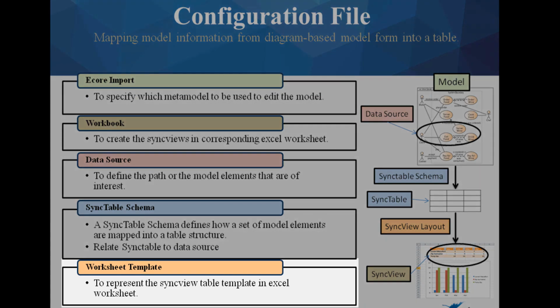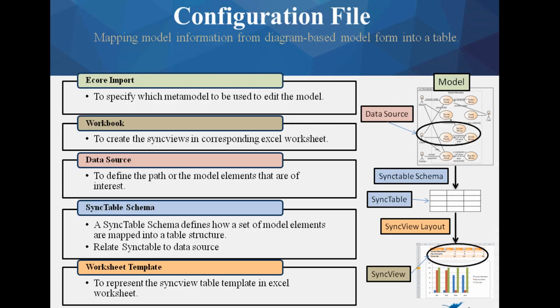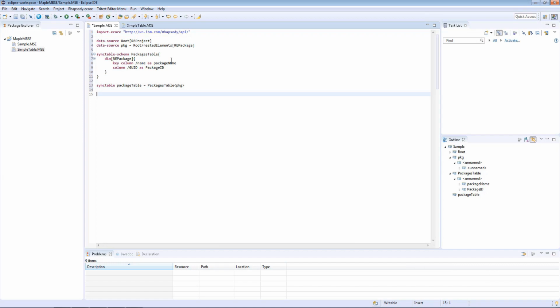A worksheet template is where you will tell MapleMBSE how to display the information that we have from the sync table onto an Excel. So we specify the row number and the column number, and the arrangement of the sync table queries that we made. So here, start with the worksheet template. Let's call this package table. And this template I am defining for the sync table schema called packages table.